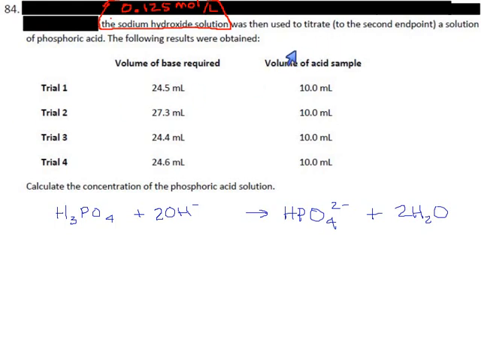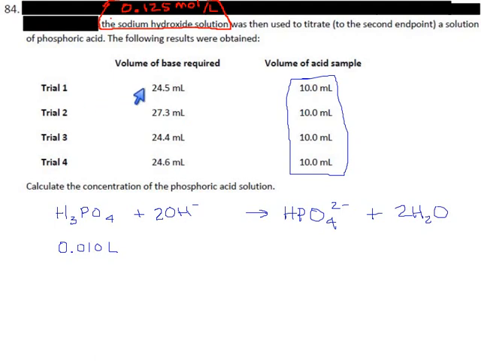Okay, so really, if you're super great at these, you could just say second endpoint means 2 to 1, and you might not need to write out the reaction. But like I say, I always do it because it gives us a place to put all our other information. They say the volume of the acid sample was consistently 10 milliliters, so 0.010 liters there.